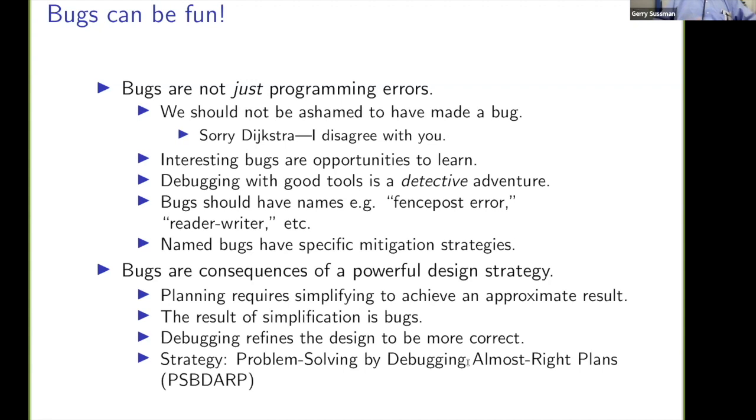But I'm going to make a more powerful statement than this. Actually, bugs are a consequence of doing things right. Bugs are a consequence of a design strategy that is real, and that every smart person uses for everything they do. The crucial thing is that you can't consider everything at once. Minds are not big enough to see everything that's going on. Planning requires making simplifications to achieve an approximate solution, which you then refine. Because it's a simplification, there is something you didn't take into account. There are therefore bugs. Debugging refines the design to become more what you wanted. This is a strategy I call problem solving by debugging almost right plans, or DARP. Just to give it a name.